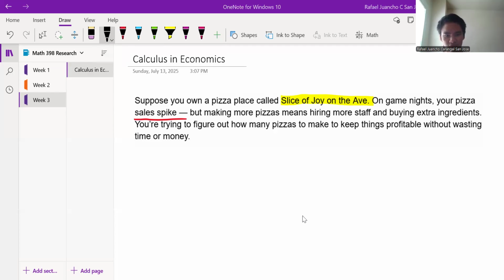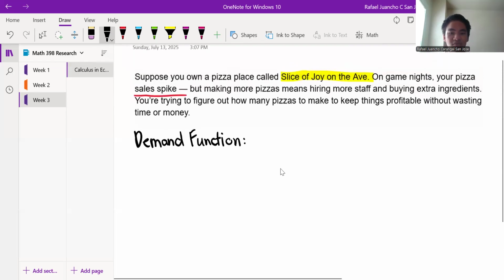And here's what we're given. We looked at our past sales data and we came up with these models. So we have this thing called a demand function. So the demand, from my understanding, but correct me if I'm wrong, is basically how much the customers want a certain product. So in this case, in our problem here, the demand is how much customers want pizzas, right?